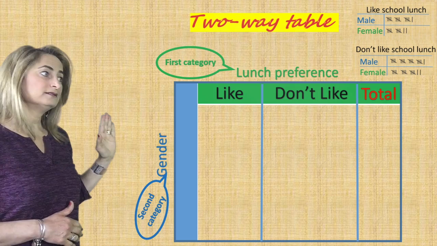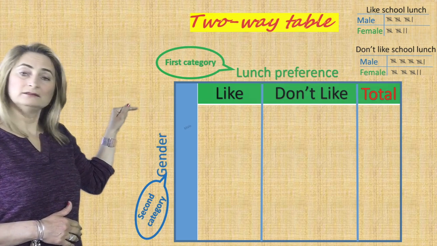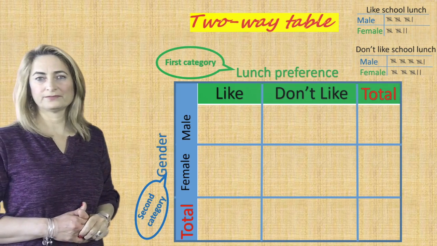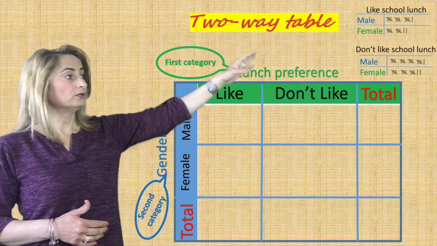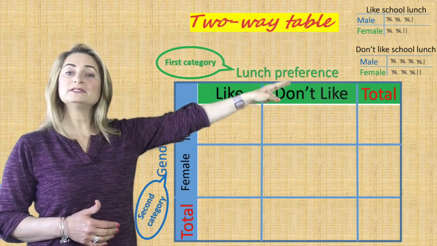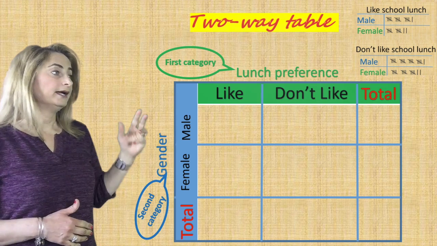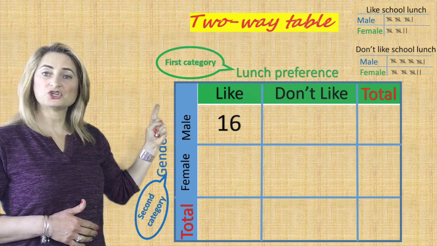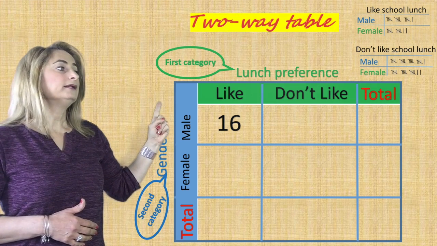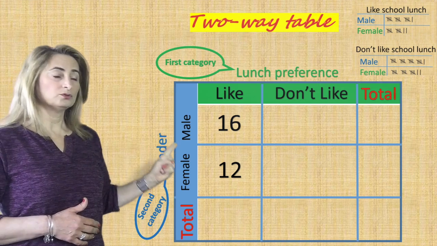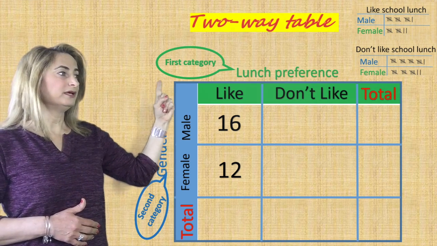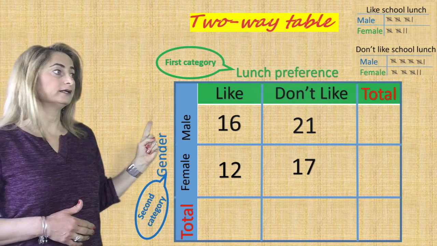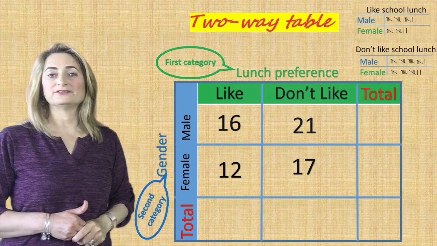Now let's talk about the gender. There is male and female, but again, I need a row total. Now let's look at those little tables and count the tally mark for each one. I can see that the number of males who like the school lunch are 16, and the number of female who like school lunch are 12. The number of male who do not like school lunch, 21. Number of female who do not like school lunch, 17.